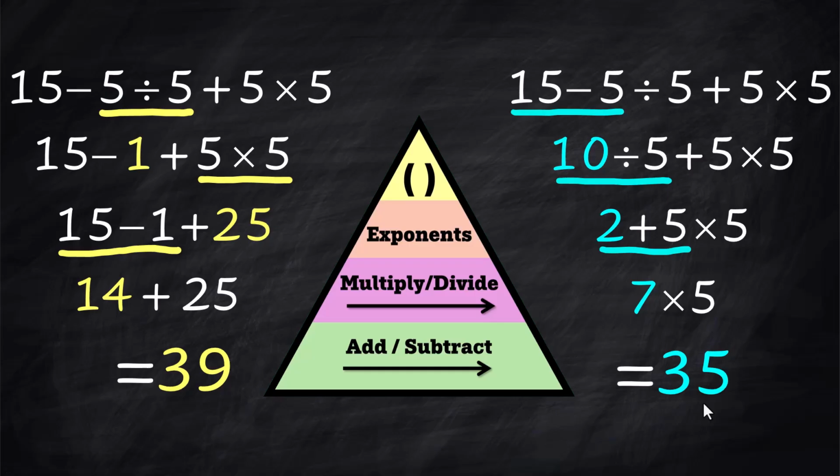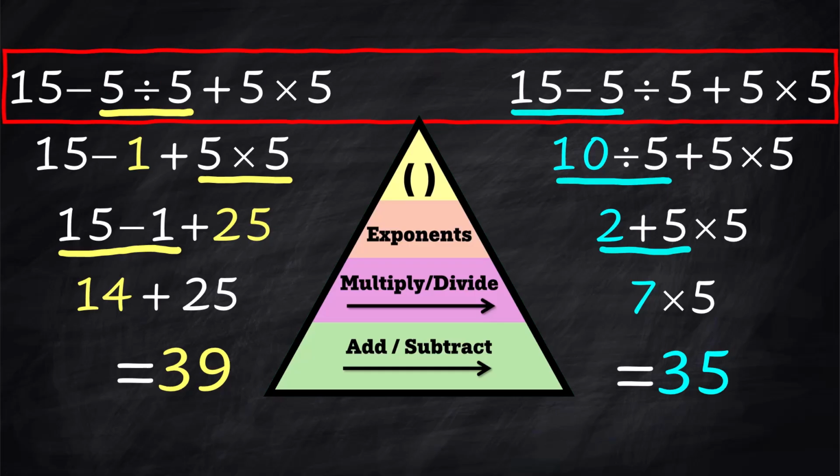All right, so who got it right? Just depends on how they started, who violated the order of operations and who didn't. This guy started with that division in the middle, and this one started with the subtraction up front. This is the violation. Okay, so this is not the right answer. 35 is wrong. The correct answer is 39. Hey, now try this one.